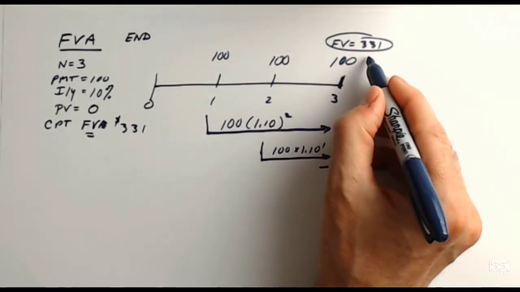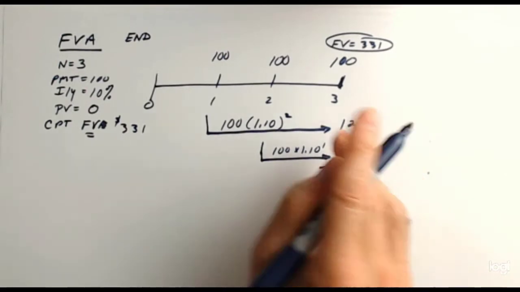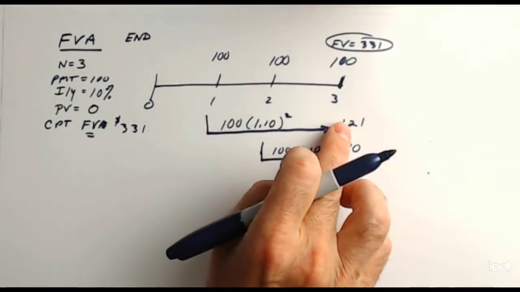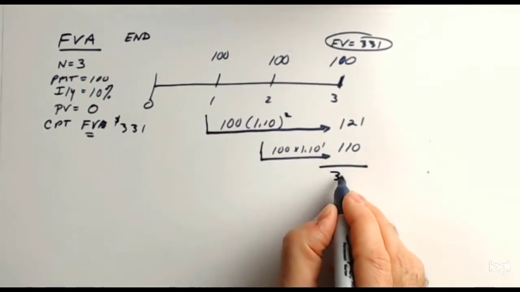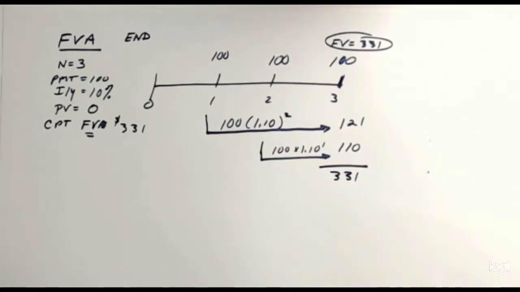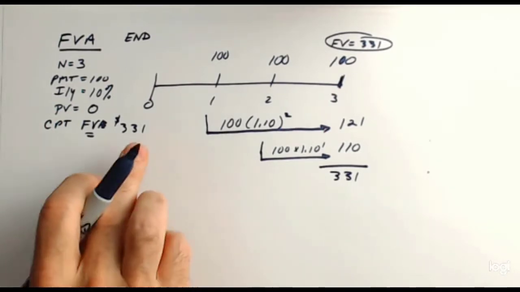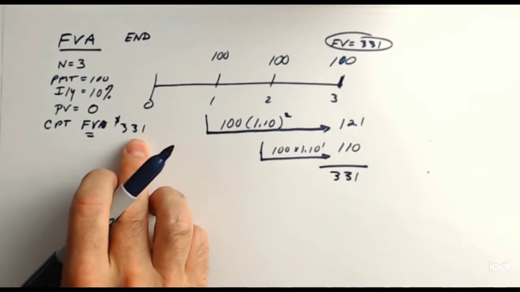So what's the future value of this whole annuity at this point in time? You're going to get $100, plus the value of this payment is going to be worth $121, and the value of this payment is going to be worth $110. This whole thing is worth $331. And a total of $31 was made in interest income. We just confirmed what popped out of the calculator.